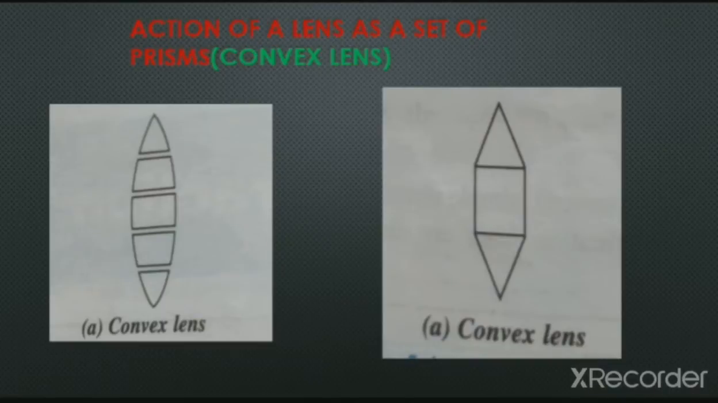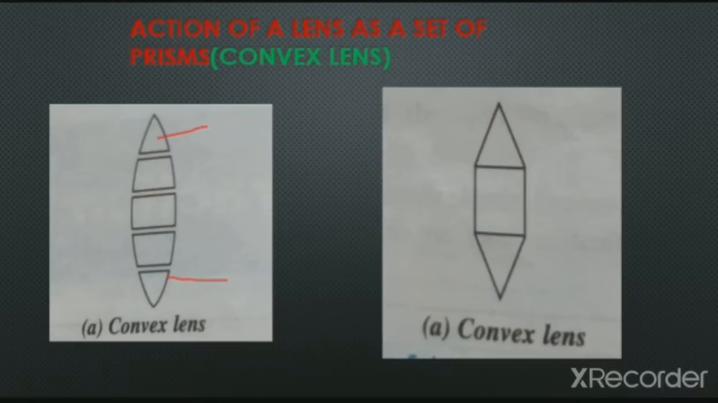Now we'll see how a convex lens converges a ray of light. As I told you, it is known as a converging lens. So, the action of a lens as a set of prisms. If we see a convex lens and you divide it into different smaller parts, what you will observe is that the middle part will act as a glass block and the upper and the lower part act as a prism.